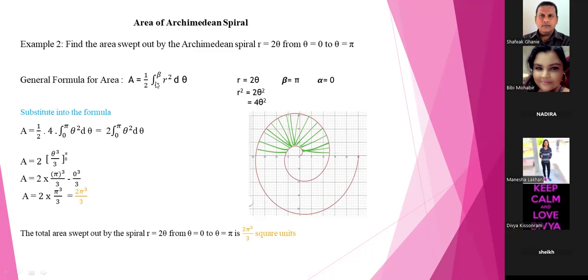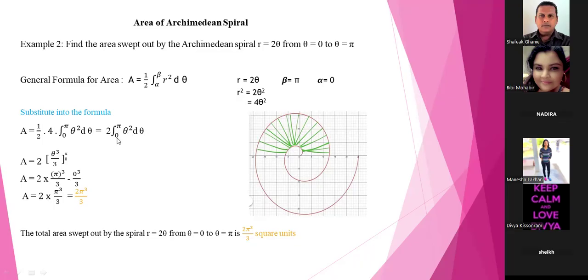Area is equal to half the integral from alpha to beta of r squared with respect to theta. Here we have r is 2 theta, so when we square it, we'll have 4 theta squared. We go ahead and substitute those values inside our formula. We'll have half times 4, the integral from 0 to pi of theta squared with respect to theta. When you multiply that, we have 2 times the integral from 0 to pi of theta squared with respect to theta.